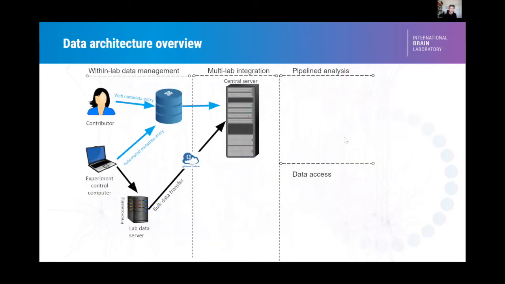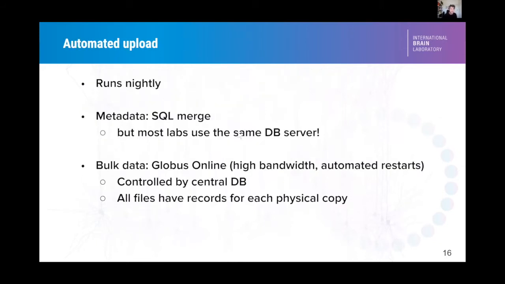All right, so the next step is integrating the data on a central server. So automatic upload of data runs nightly. For metadata, this is done by SQL merging, but actually, most labs run off the same database server, which is on an Amazon host. So that means it doesn't even need to be merged. For bulk data, the electrophysiology files, et cetera, we use Globus, which is a nice system for high bandwidth transmission with automated restarts, and is controlled by the central database.